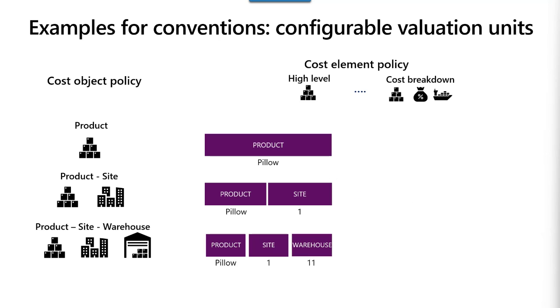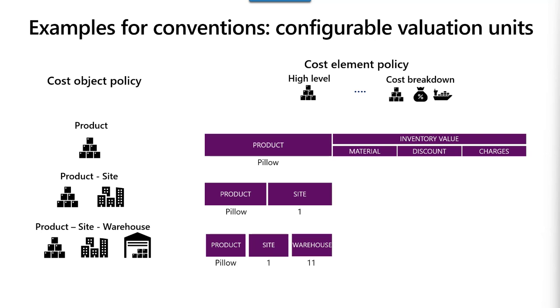Now, when we think about cost element policies, you can choose between high level or cost breakdown. If you choose cost breakdown, you'll need to decide what elements or nodes you want to track. For example, we will assume that we have one cost breakdown that takes the total inventory value and breaks it down into material cost, discount, and miscellaneous charges.